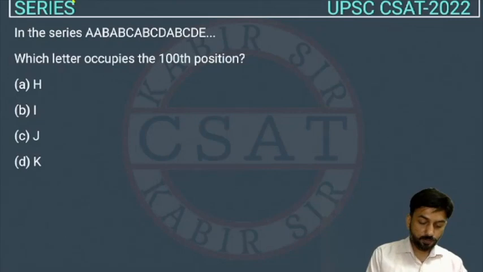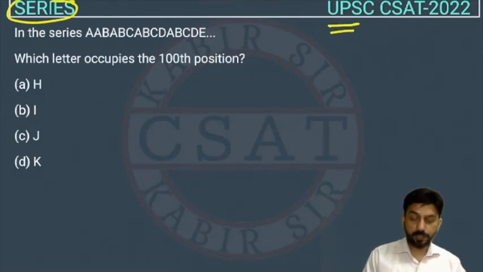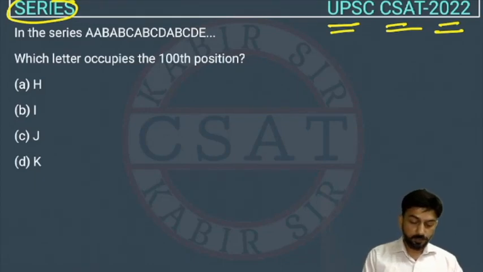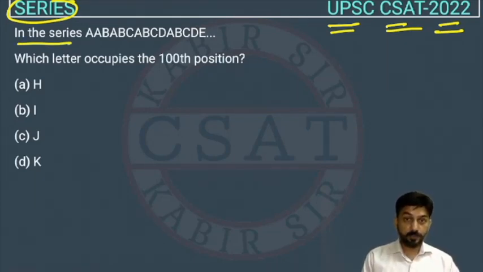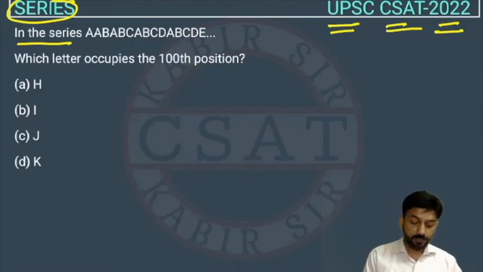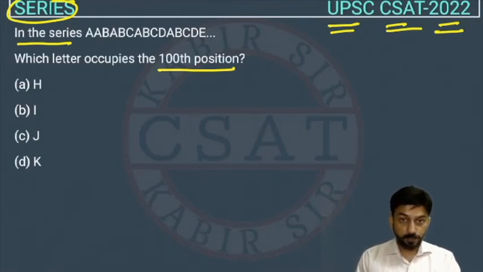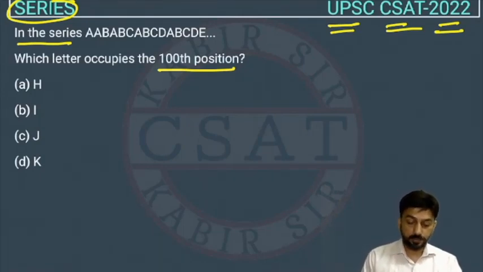so this is a question of series asked by UPSC in their CSAT paper of 2022. So this series they have given, right? So here they are not asking about the missing term, right? Which letter occupied the 100 position? This is a very good question and very few people were able to solve it in the exam, right?